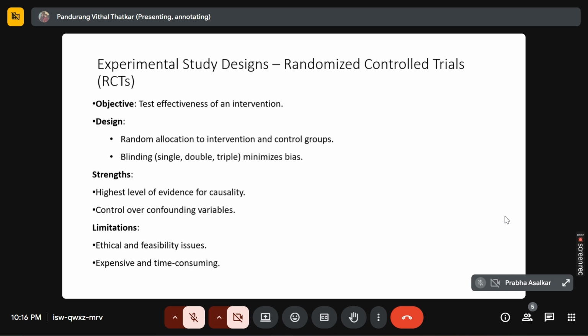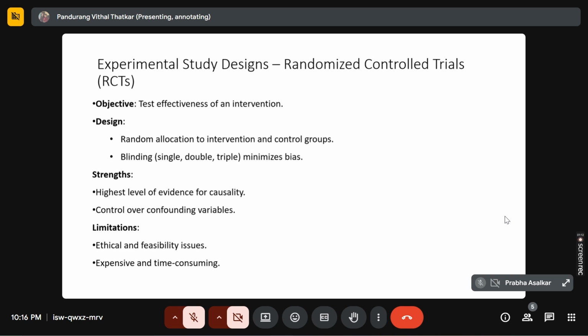Then another experimental study design is randomized control trials. The objective is to test the effectiveness of an intervention, designed with random allocation to intervention and control groups. And here also we use blinding, single, double, or triple, that minimizes the bias.